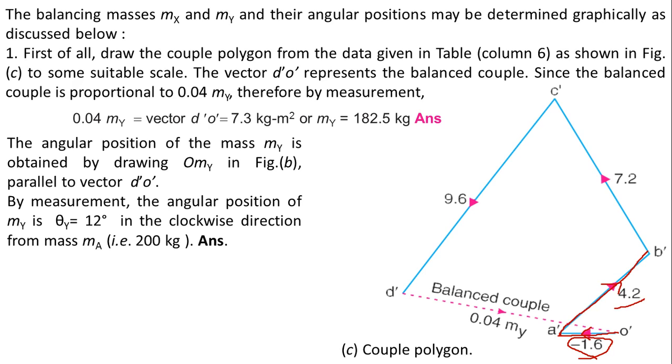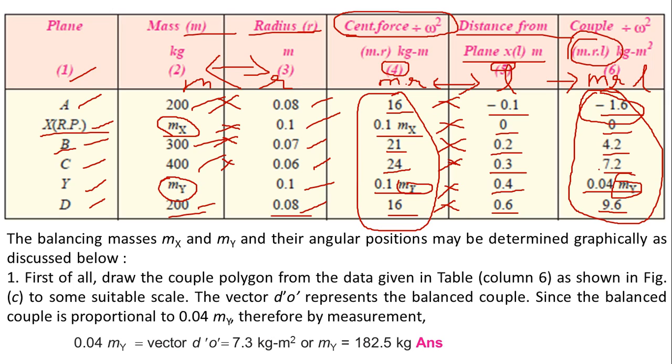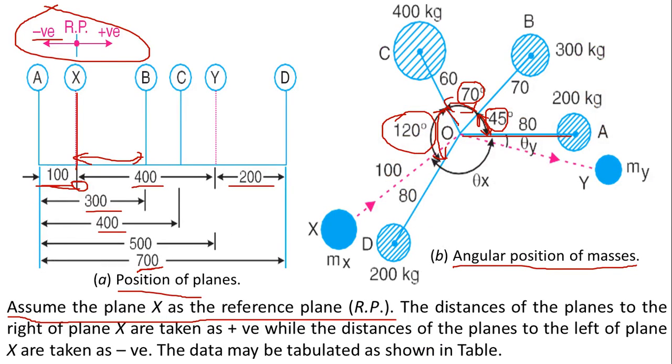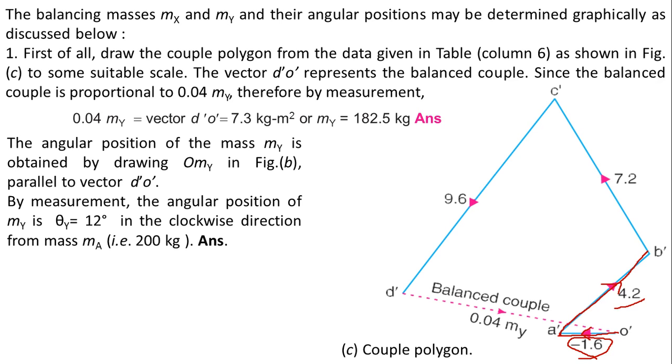Now from B dash to C dash, the next value is how much? 7.2, positive, so the same direction as C. Here you know the position, the C direction. The angle is 45 plus 70 from the horizontal plane. So that angle you will take from B dash to C dash to get the value of 7.2. So 7.2, you draw a line up to C dash.